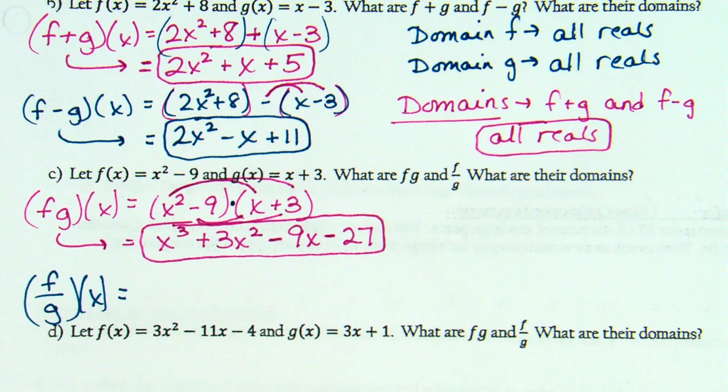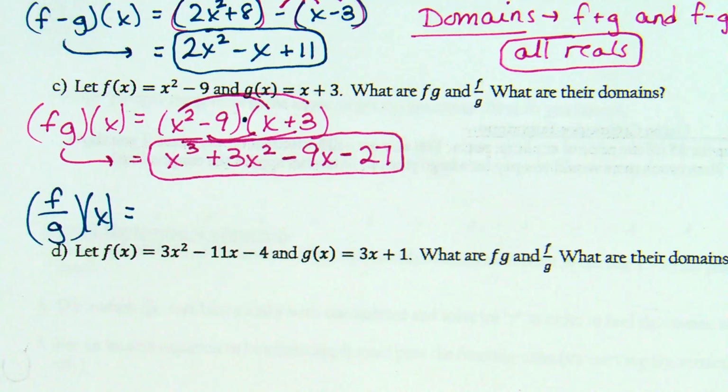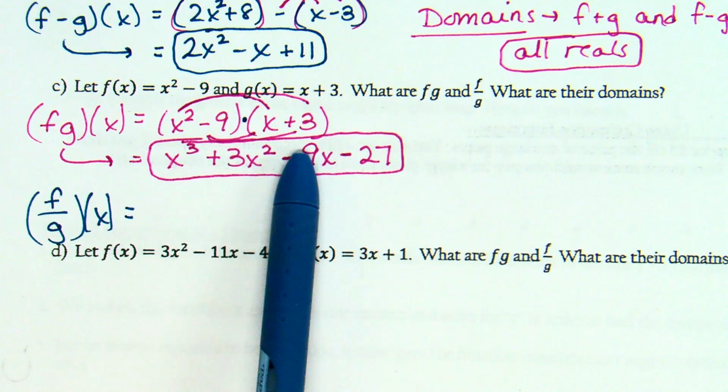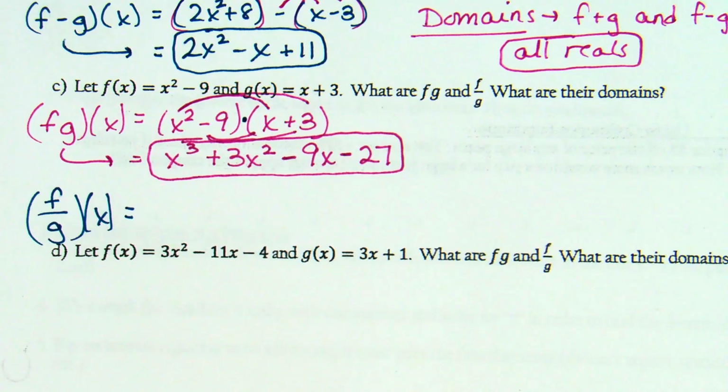Okay, so if you look at C, they gave us F. They gave us G, and they asked us to find FG, which we already did yesterday, and now we have to find F over G. Now, to review, do you remember finding F times G? We did F, which was x squared minus 9, times G, which was x plus 3. And then in order to multiply those, we had to FOIL. So we FOILed, we ended up with that expression. Now, what about F over G, or F divided by G?